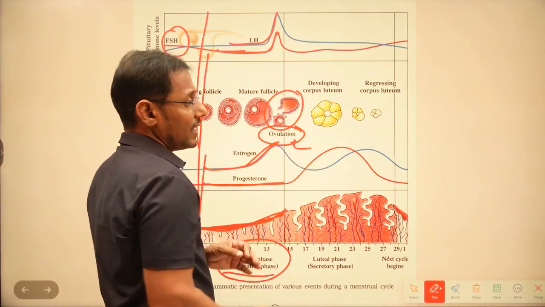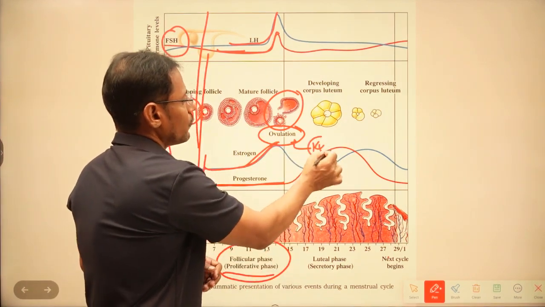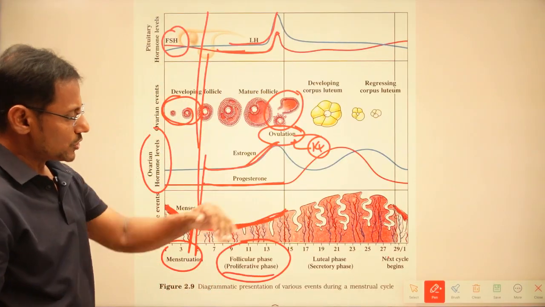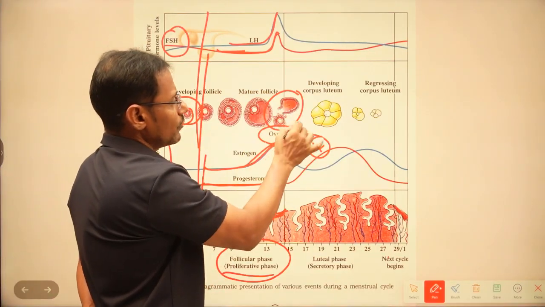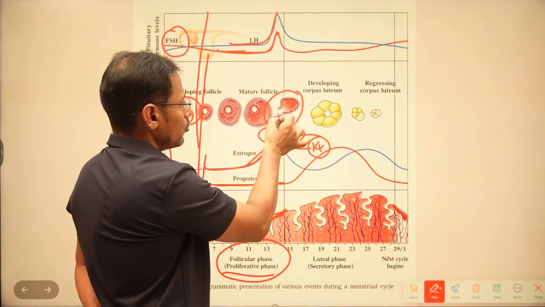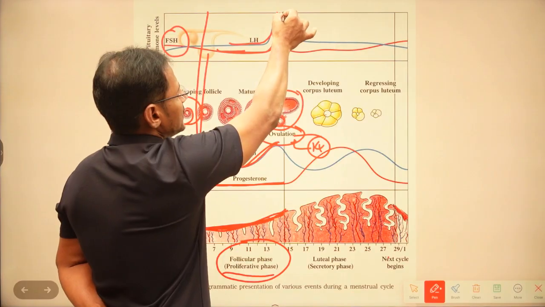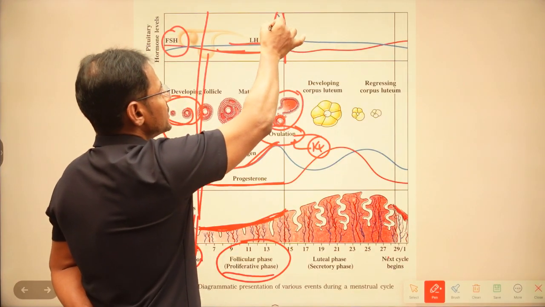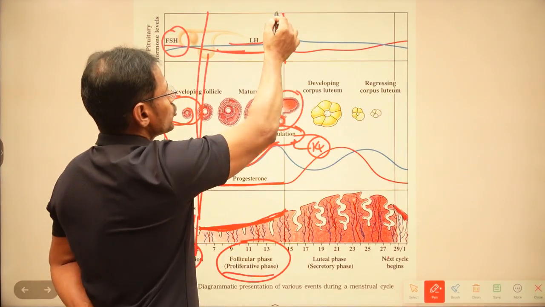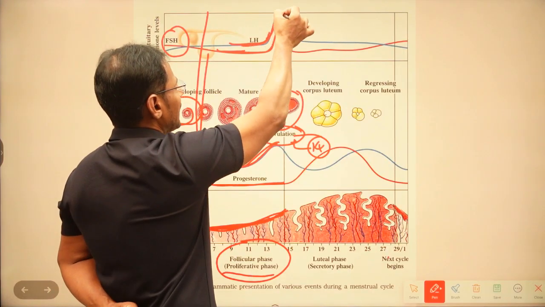Ovulation takes place around the 14th day of the menstrual cycle, right? So here the ovulation is taking place. Now the ovum is coming out of the Graafian follicle, and you can see on the 14th day luteinizing hormone is very high. Here you can see the LH surge.